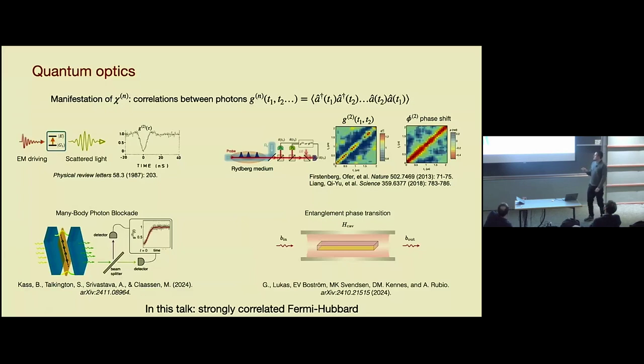More recently, these kinds of techniques were explored in a condensed matter setting in the group of Professor Martin Klaassen, demonstrating a many-body photon blockade, and also in the group of Angel Rubio, demonstrating an entanglement phase transition, which can be observed by monitoring the field of the cavity.